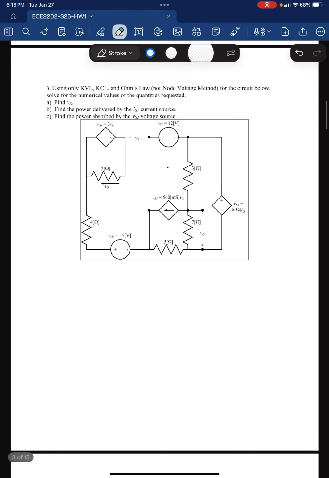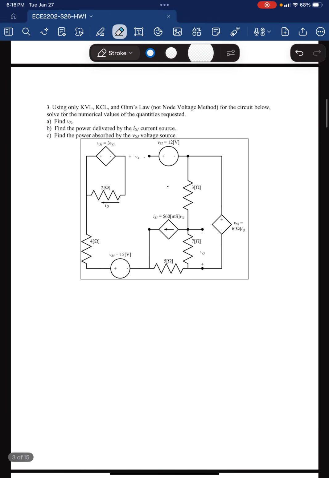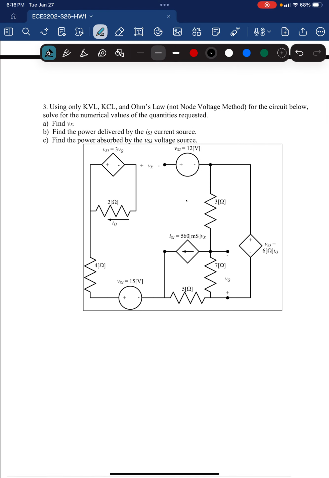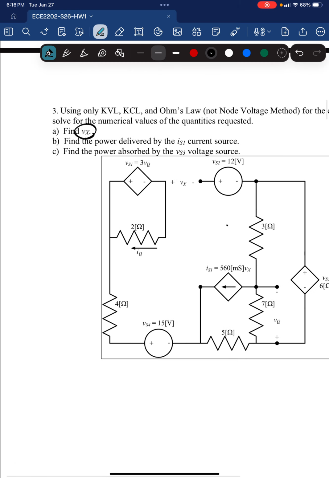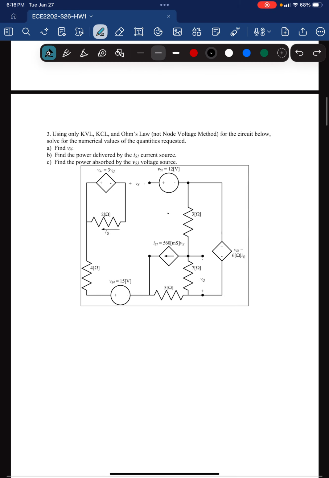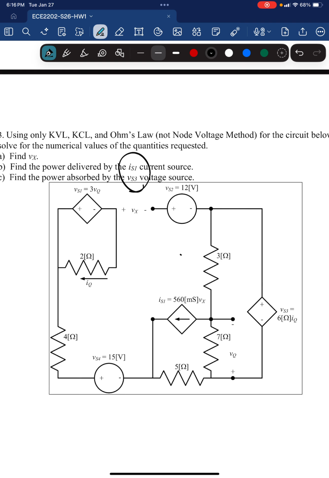Okay, so here we are asked to solve for Vx and find the power delivered and absorbed for these sources. So first we're gonna focus on finding Vx here, because once we find Vx, we'll have most of the information that we need to find for these values regardless.